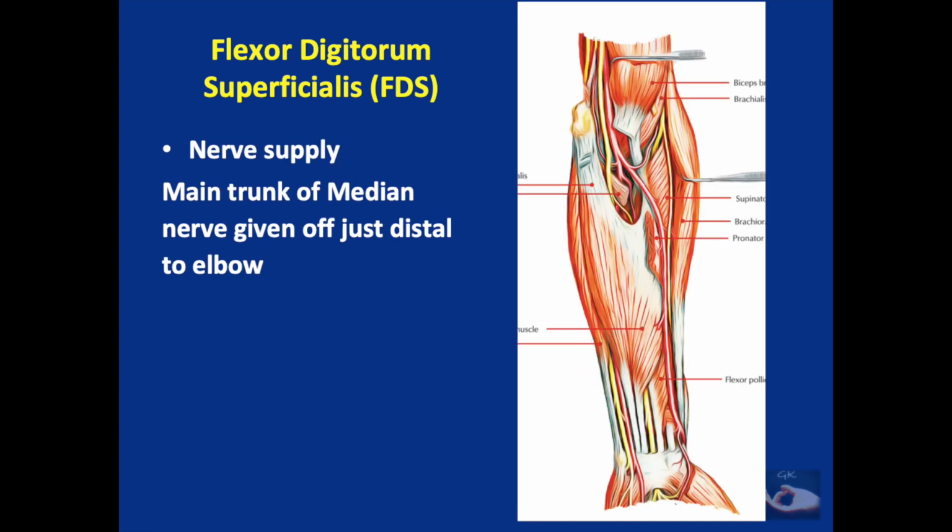The nerve supply to this group of muscles is from the main trunk of the median nerve, the branches of which are given off just distal to the elbow. These muscles have tendinous insertions which are individual and can be moved individually.